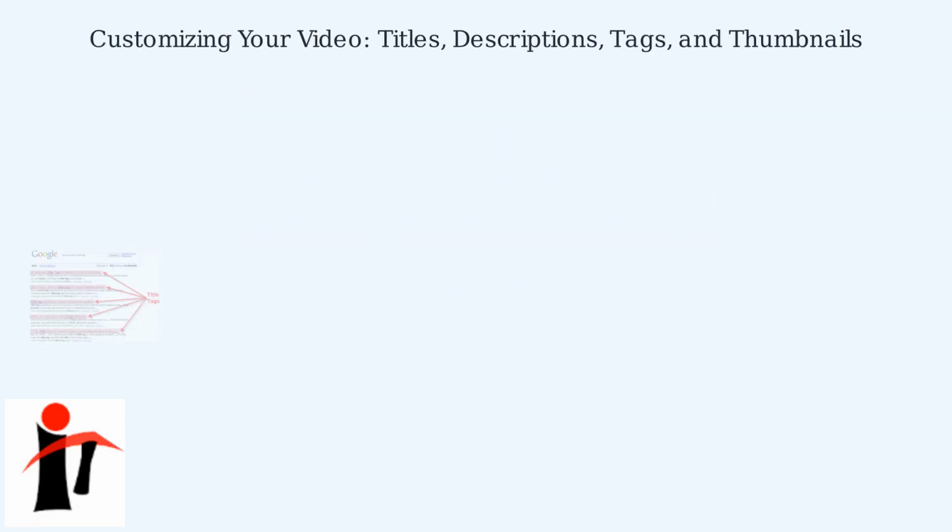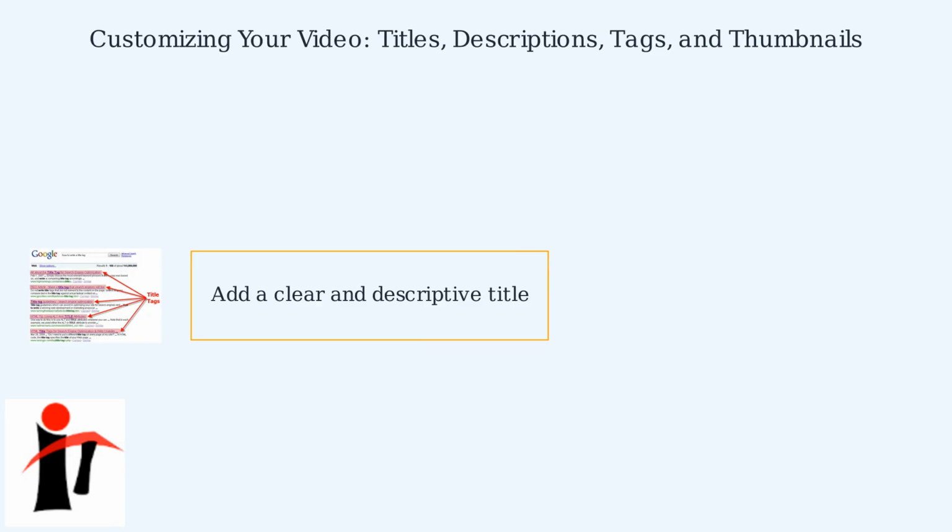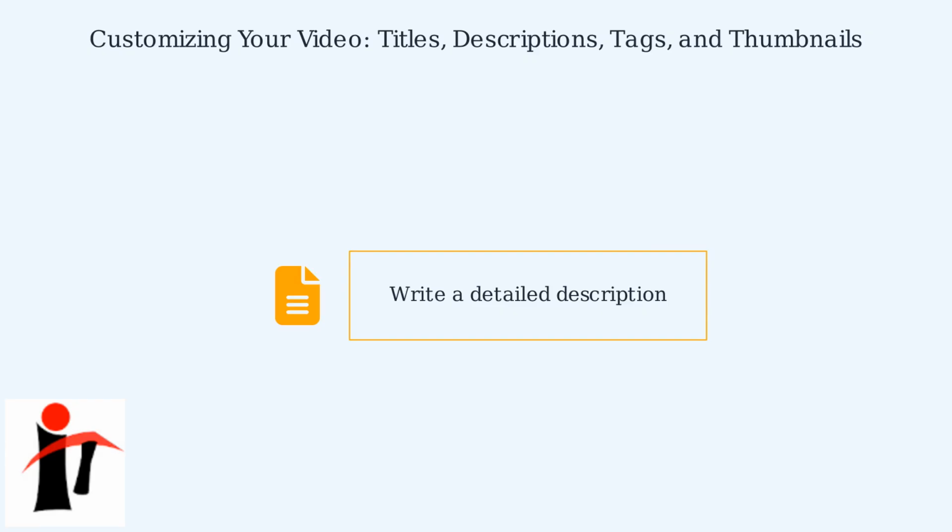Enhance your video's discoverability and appeal by customizing its details. Add a clear and descriptive title that accurately represents your content. Include a detailed description that provides context and engages viewers. Explain what the video is about and why they should watch it. Use relevant tags to help viewers find your video through search. Choose keywords that match your video's topic and content.